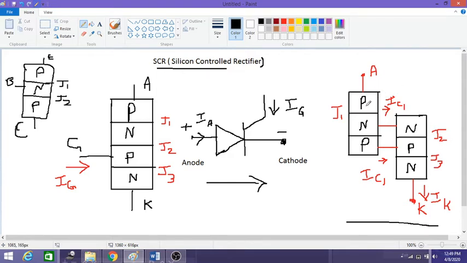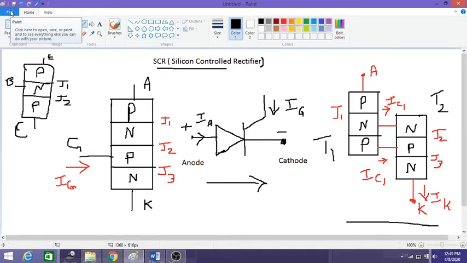Now if you look into the SCR construction, we can also model the SCR with the help of two transistors. So we will be using two transistors, that is a PNP and an NPN transistor. The first transistor I will call T1 and the second transistor I will call T2. The base and the emitter of the PNP and NPN transistors are shorted together, and the collector of the T1 transistor is shorted with the base of the T2 transistor, and the emitter of the T1 transistor we call the anode terminal, and the collector terminal of the T2 transistor we call the cathode. By using two transistors we can model a silicon controlled rectifier. So this is about the construction of the silicon controlled rectifier.